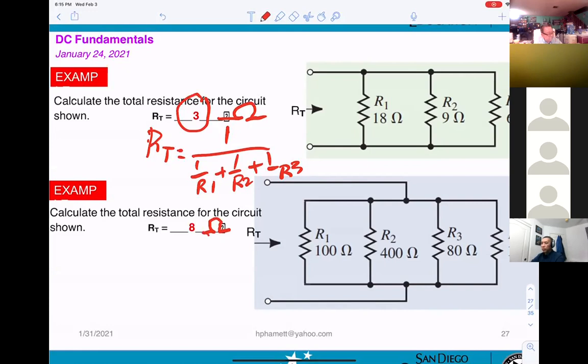Also, Mr. Pham, like you said, right off the bat, you know that in parallel your answer is going to be smaller than the smallest resistor. Perfect. That's what we said in the handout. That's a good hint for taking quizzes and tests. If any answer is larger than the smallest resistor, then that's a wrong answer. Correct.